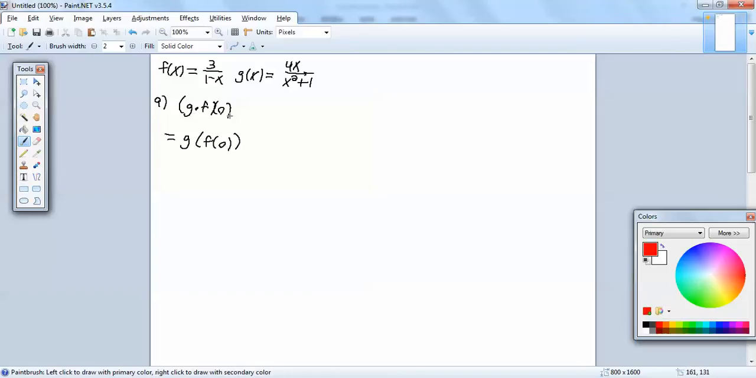Now we're first going to work with our inner. So we're going to find f of 0. And then, after we find that, we'll handle the outer. So we got f of 0. So I'm going to my f of x, and everywhere there's an x, I'll put in a 0. So I got 3 over 1 minus 0. 1 minus 0 is 1. 3 divided by 1 is 3.